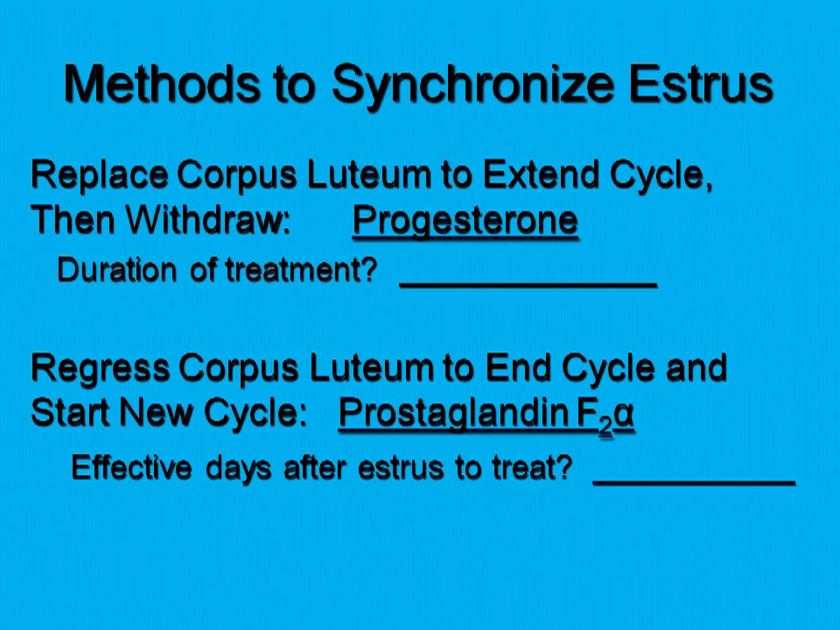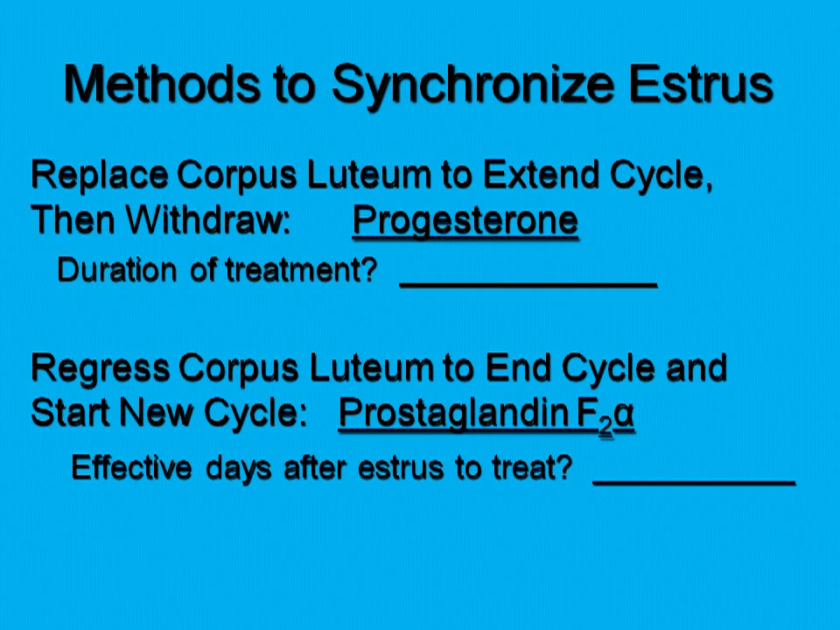So, you now have the answers to those questions, progesterone and prostaglandin. So, the next question is, how long would we treat with these hormones? For progesterone, we know that it's secreted for a period from about day 3 of the cycle to about day 14, or about 10 or 12 days.